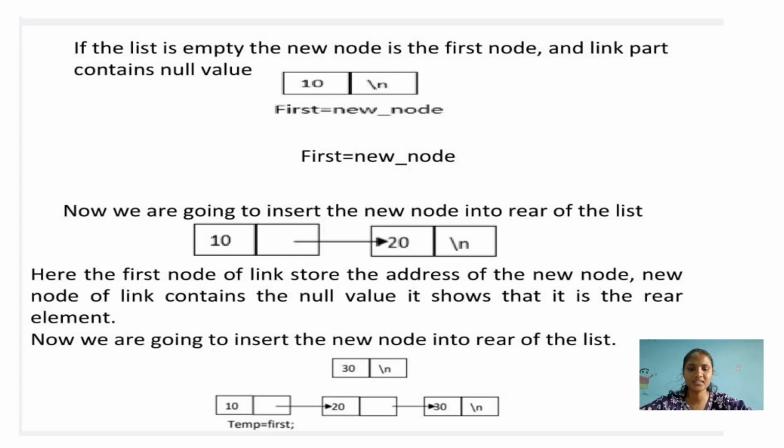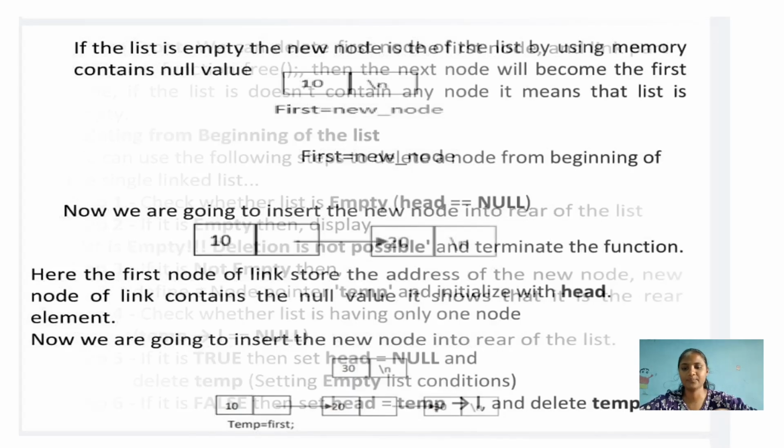Now we are going to insert the new node at the rear of the list. Now we need to insert 30. So first, we initialize temp equals first. Now temp is not equal to null, so it moves to the next node. Now temp becomes 20. Now its link is null, so we make temp of link equals new node. Now 30 is inserted after 20.